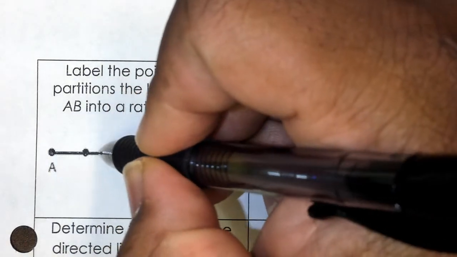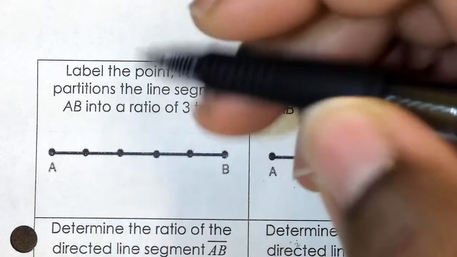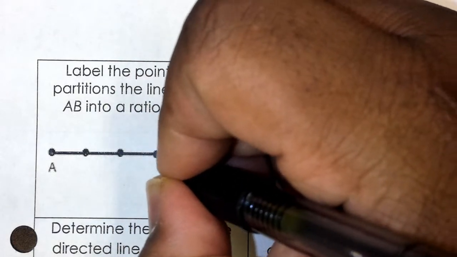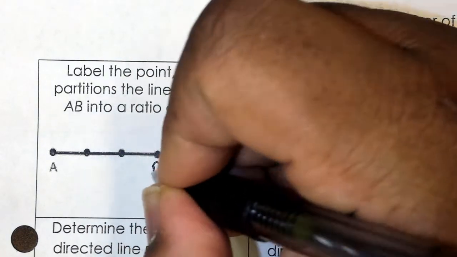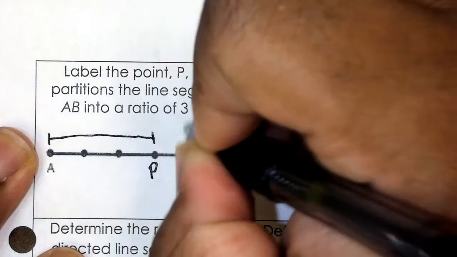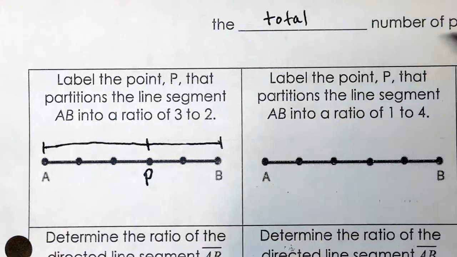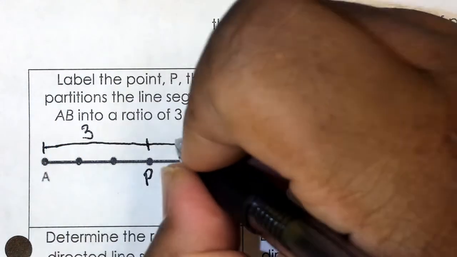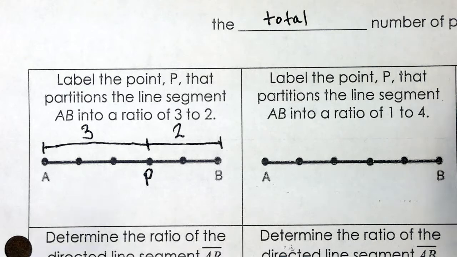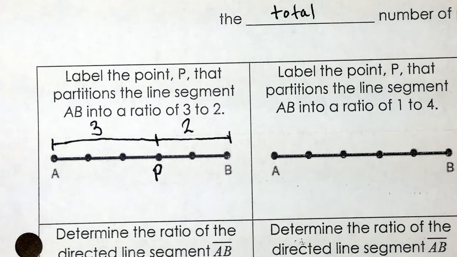So going from A to B, my partition point would be here. P. And I'll do my split on top, showing you 3 segments versus 2 segments. That split. So I split the line segment 3 to 2.